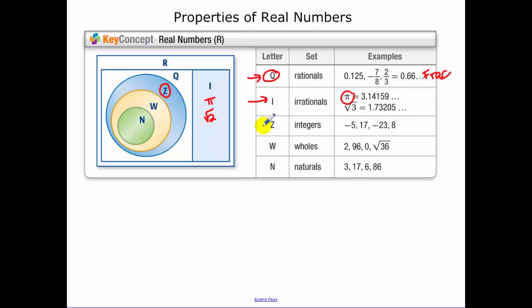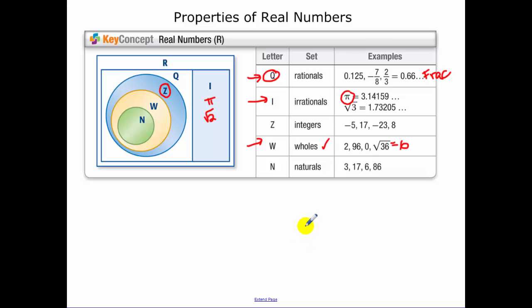And integers are basically positive and negative whole numbers. So you could think about it like that. Whole numbers are just the positive version of integers. Integers are positive and negative whole numbers. But notice what they have here. The square root of 36, well, that simplifies to be 6. So if you can simplify that radical, that's going to fall into a different subgroup.